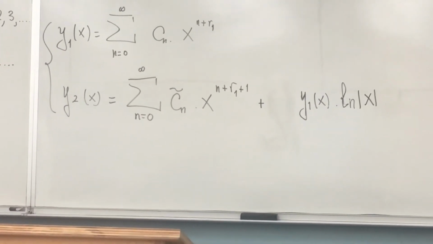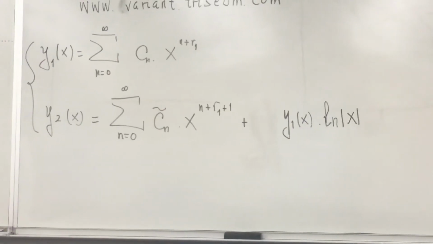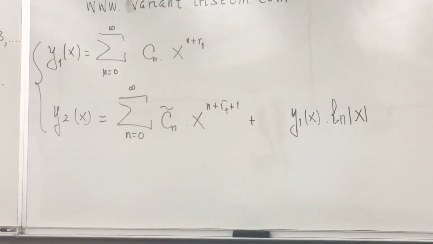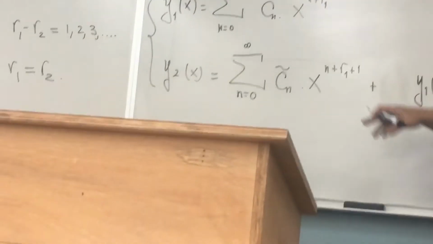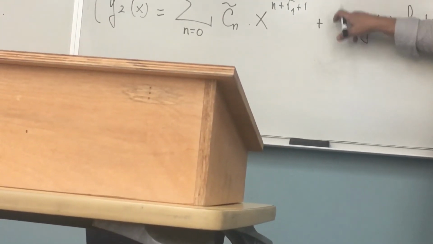Any questions? So the third case doesn't have a constant, like you're not adding a constant. In the second case, there was a constant that might not be zero. But in the third case, when the two values of r are equal, you always have this extra term. So the constant is 1.